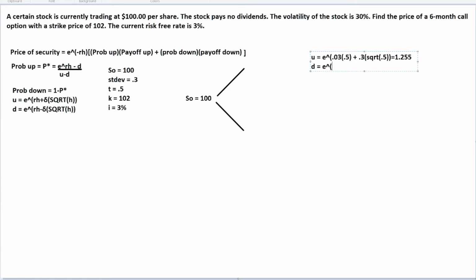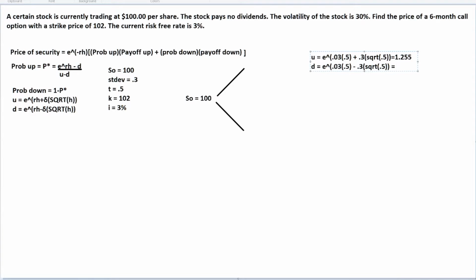And then for our down factor, it'll be very similar. 0.03 times 0.5. Instead of plus, we have minus 0.3, which is our volatility, times the square root of our time, or period, just half a year.